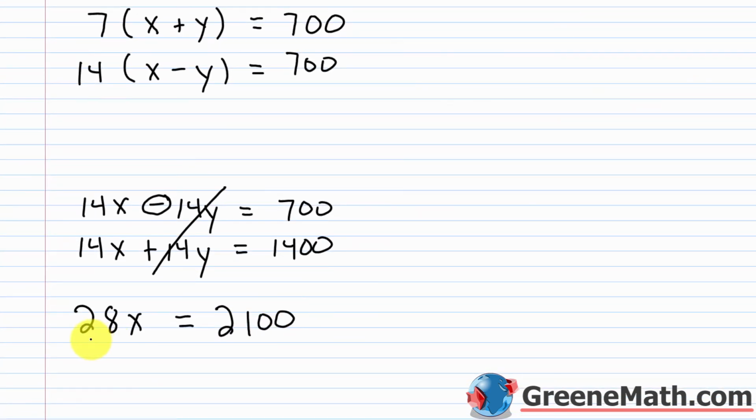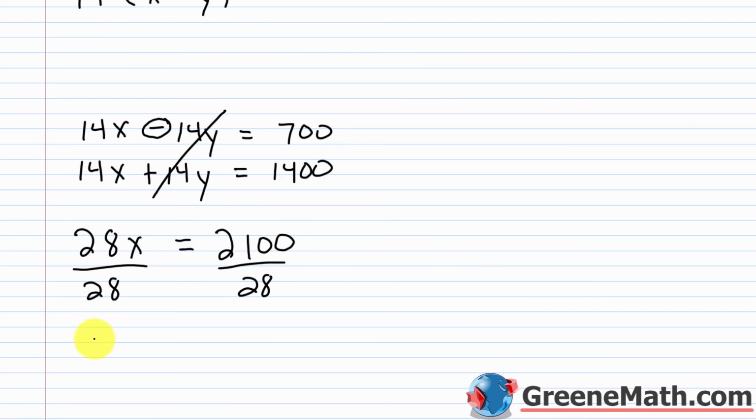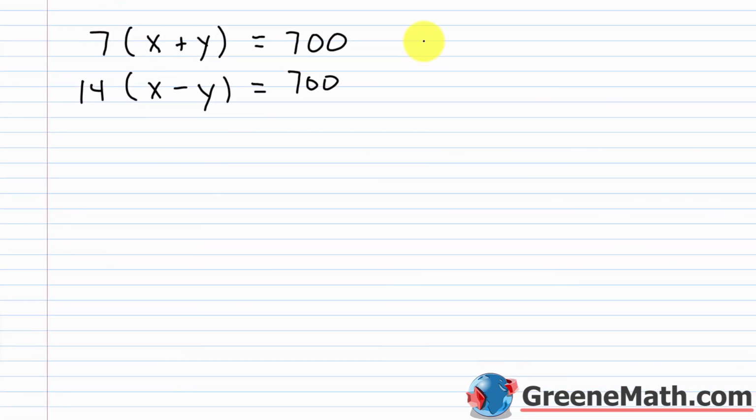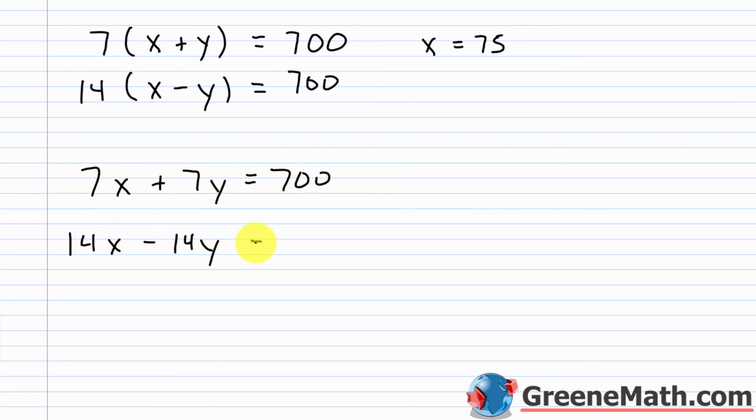So now to get x by itself, I divide both sides of the equation by 28. And that's going to give me that x is equal to 75. But again, I'm not done. I've got to find out the value for y. So let's go back and look at one of these original equations. Again, we found that x was equal to 75. So we had 7x plus 7y equals 700, and we had 14x minus 14y equals 700. So plug in a 75 for x in either one.